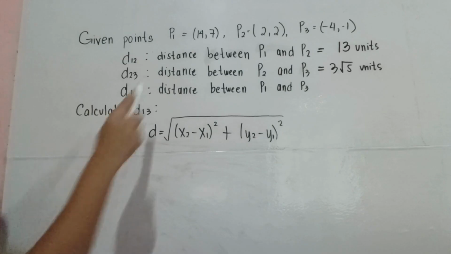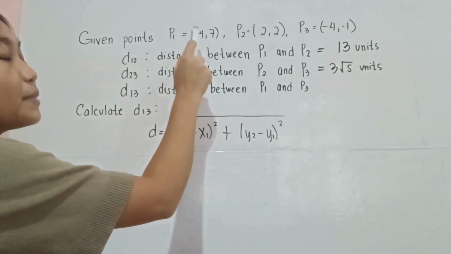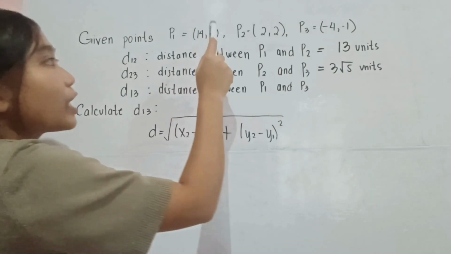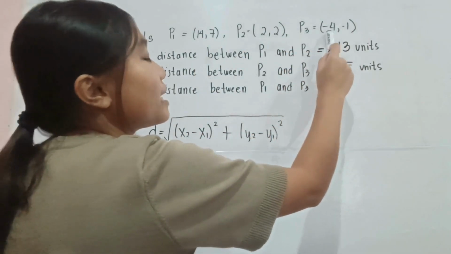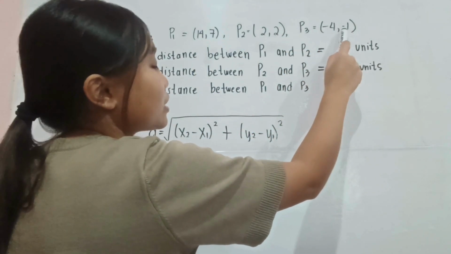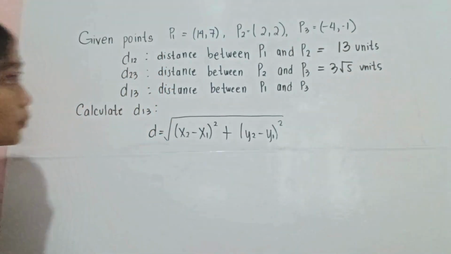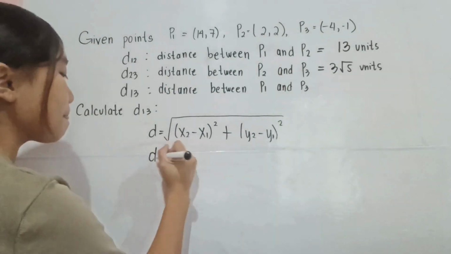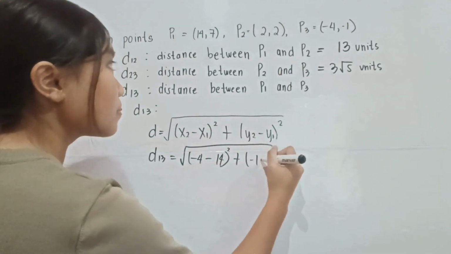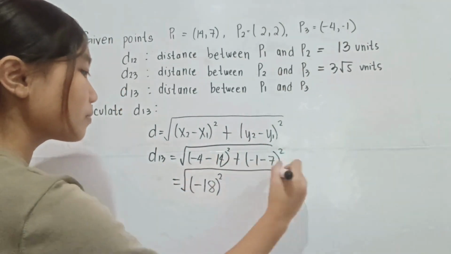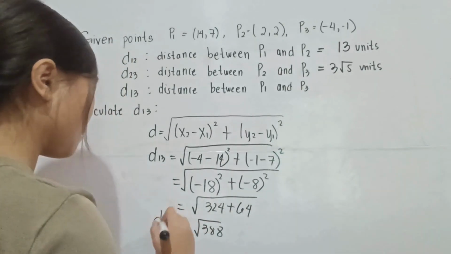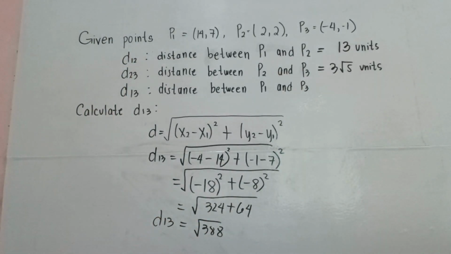Let's assign its values. For the x value of point 1, we will label it as our x sub 1, and for its y value, which is 7, we will label it as our y sub 1. For point 3, its x value will be x sub 2, and its y value, which is negative 1, will be our y sub 2. Now, let's substitute these points in our formula. So, the distance between point 1 and point 3 is square root of 388 units.